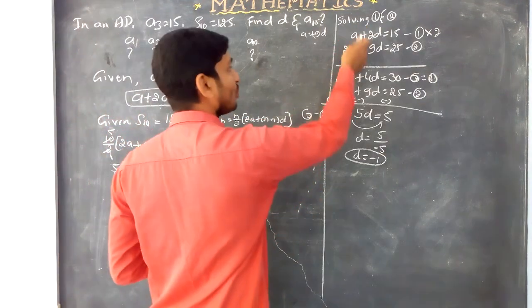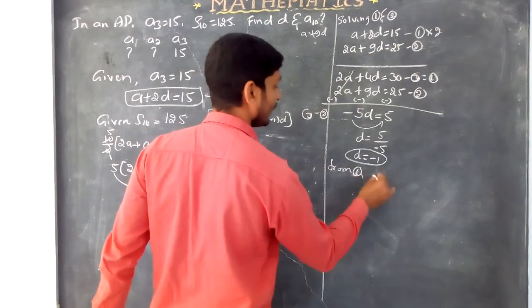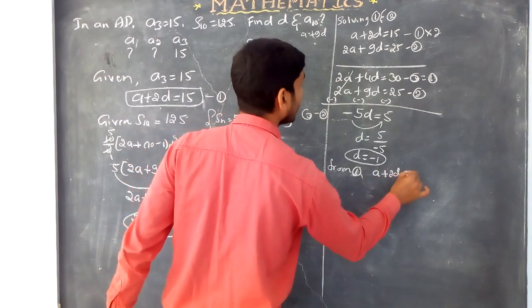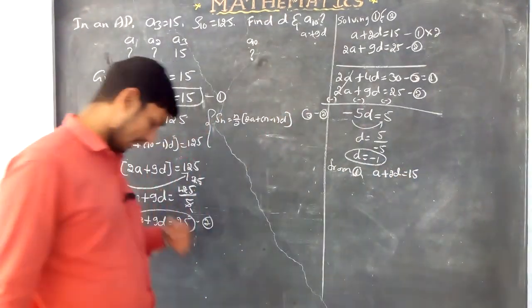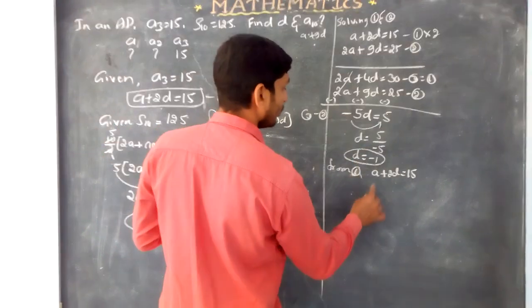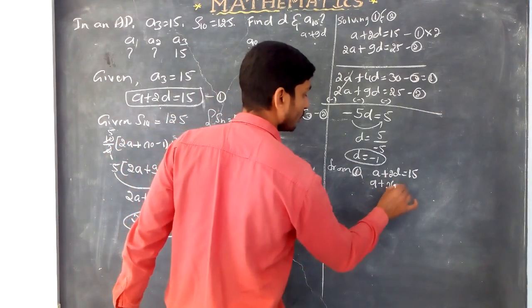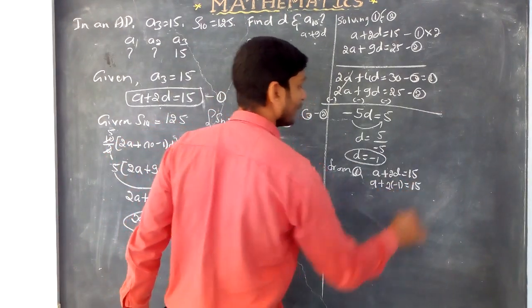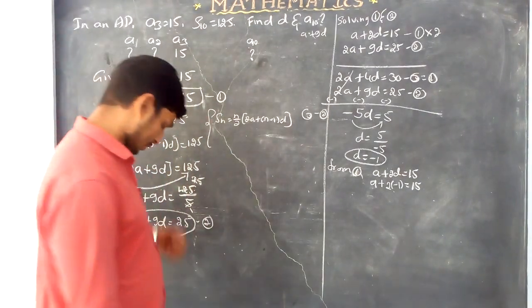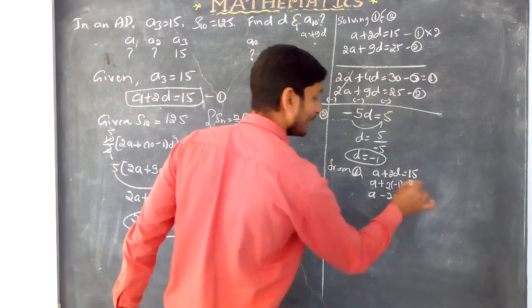Use any one of these two equations. Better use equation number 1. What is there in equation number 1? a plus 2d is equal to 15 is there. Is it right? a plus 2d is equal to 15 is there. a means, how much is a? We don't know. Plus 2 into d, d is minus 1, equals 15. Now simplify. That is a plus into minus 2 equals 15.